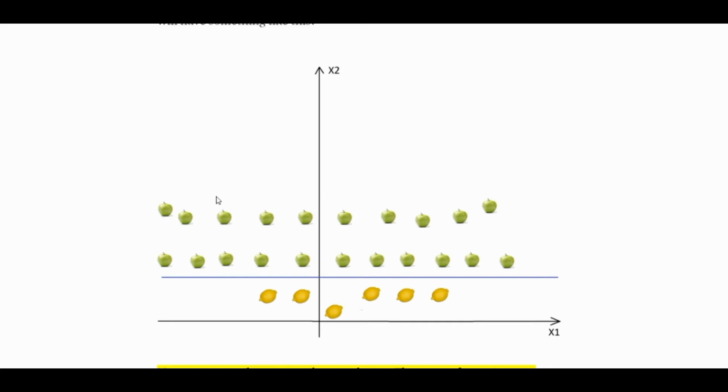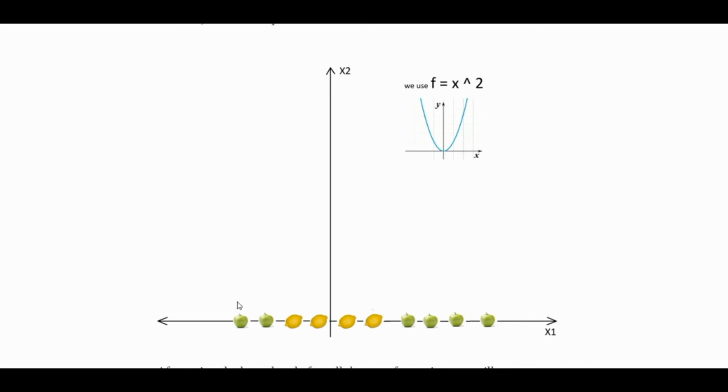To understand that, let's see a simple example. Let's say we have data points here, and we are viewing from the side view. The top view will be the same as before. You can see the green apples are surrounding the yellow lemons. Let's say we add another dimension by adding another axis, x2, and we apply the function x square. We all know that the x square function creates a curved line from 0 on both the right hand side and the left hand side.